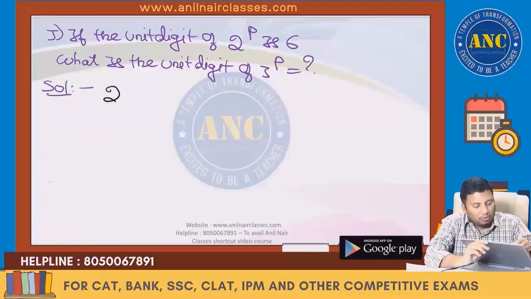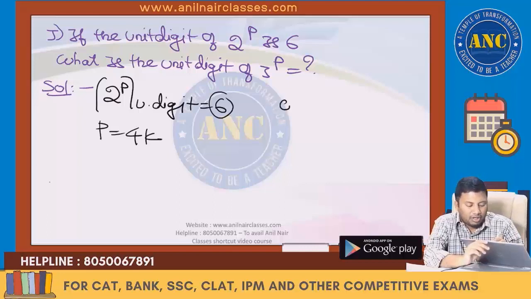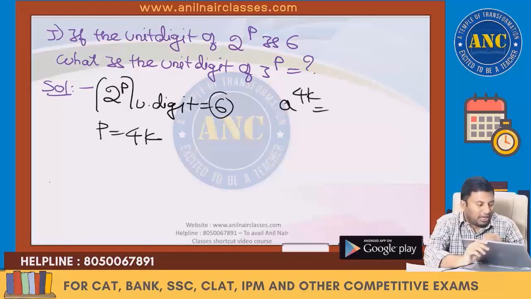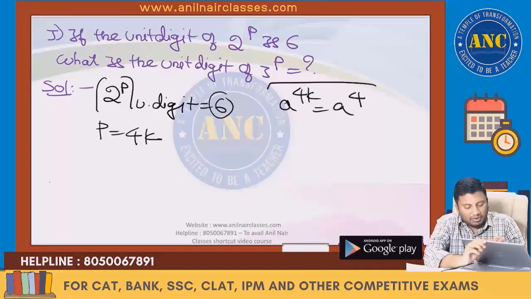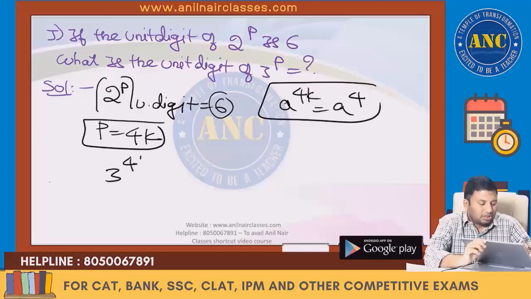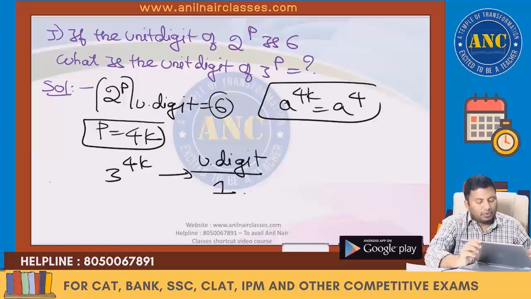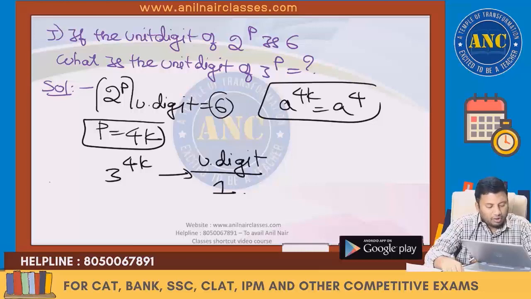2 power p unit digit is 6. That means p is any multiple of 4, because a power 4k is a power 4. So p is of the form 4k. 3 power 4k unit digit is 1. I hope it is clear.